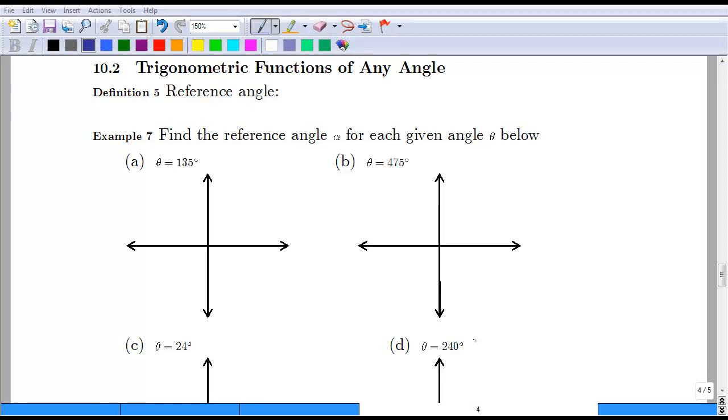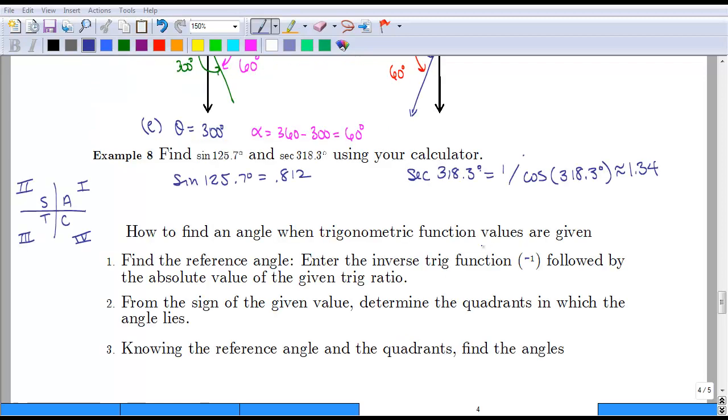This is a lesson for how to find an angle when a trig function value is given. First thing we want to do is find the reference angle, and we're going to do that by entering the inverse trig function followed by the absolute value of the given trig ratio. And this is the important part, to find the absolute value, because keep in mind our reference angle is always between 0 and 90.